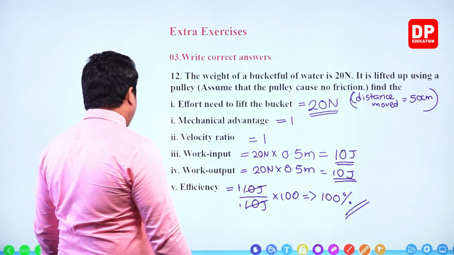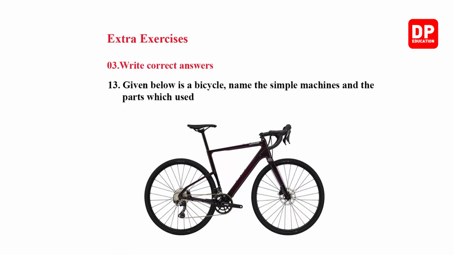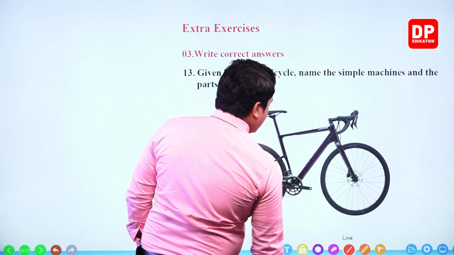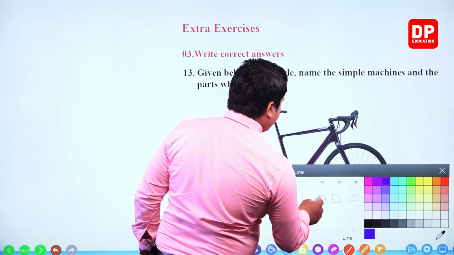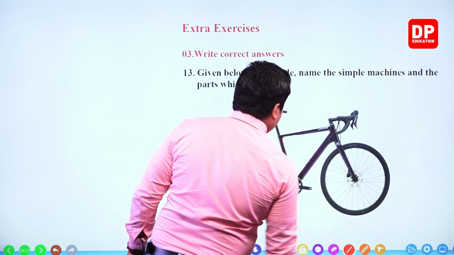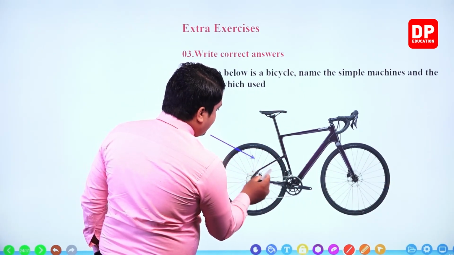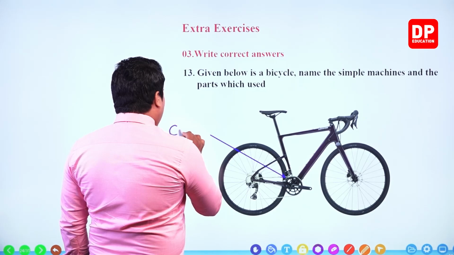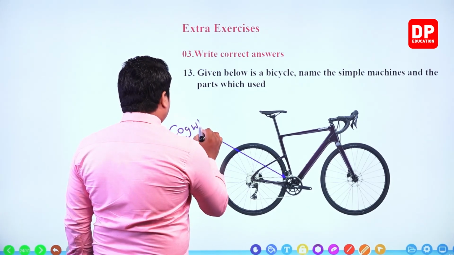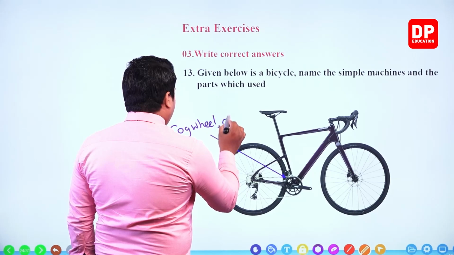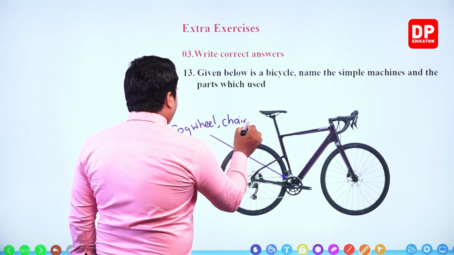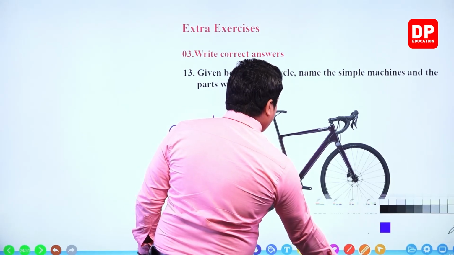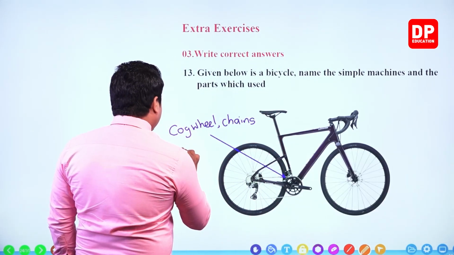Right, then the next one. Given below is a bicycle. Name the simple machines and the parts which are used. Okay, so in a bicycle, my dear children, the simple machines and the parts. In here, you can observe cogwheel and chains. This is going to utilize wheel and axle.